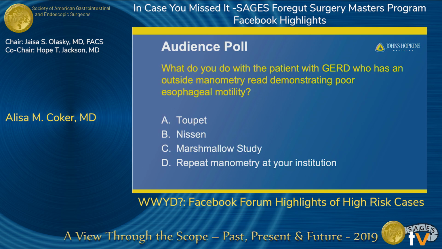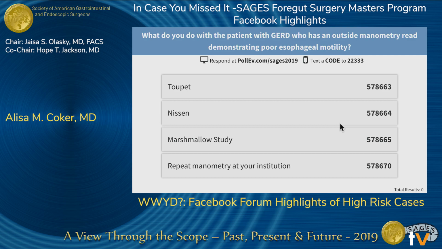Our next poll, please. So what would you do for this patient? And I don't know if you noticed, but there were 40 comments on this post, so it was highly debated. Would you offer them a partial fundoplication, a Nissen? Would you get more information, whether that be with a marshmallow study, or say, I don't really know about this outside manometry and I'm going to repeat it here?